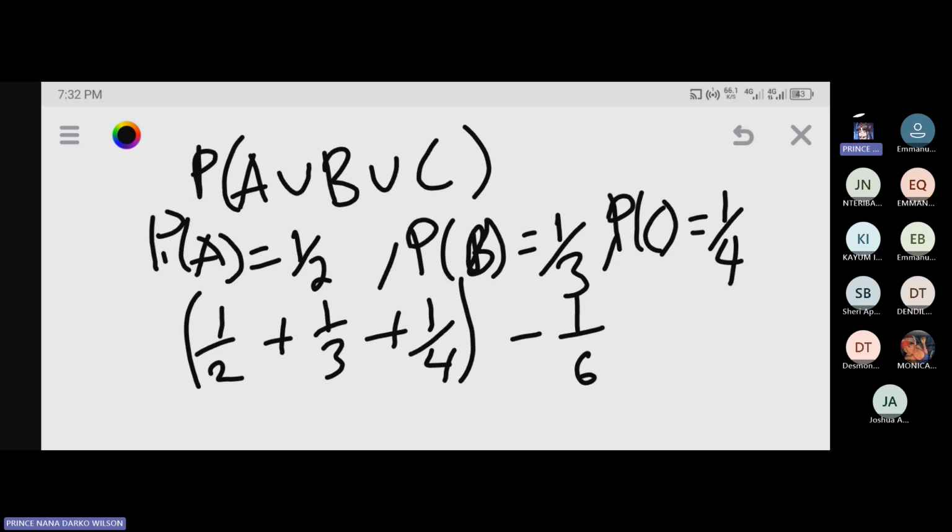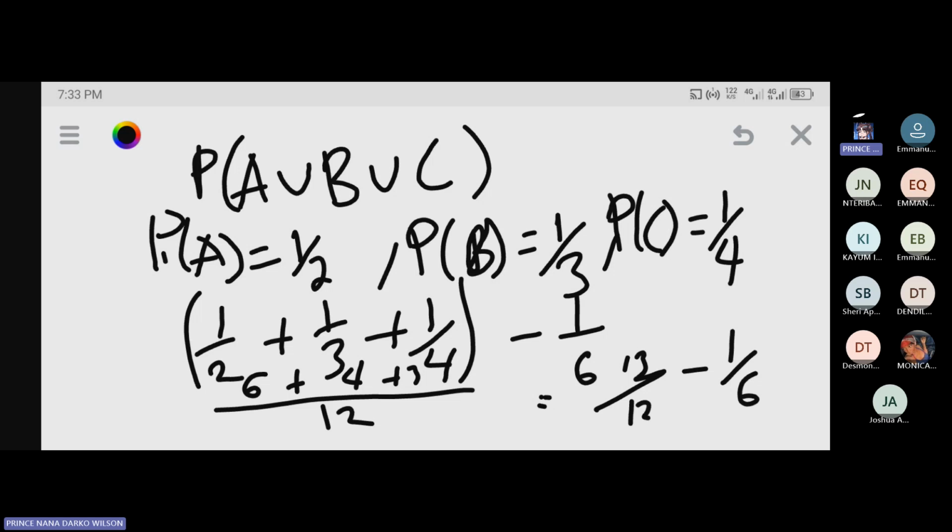So then let's find the sum of these values. You know how to do addition of fractions. So you take your LCM, in this case it's 12. 2 goes into 12 6 times, and 6 times 1 is 6. 3 goes here 4 times, and 4 times 1 is 4. And then 4 goes here 3 times, and 3 times 1 is 3. So then your answer is going to be 6 plus 4, that's 10, and 10 plus 3, that's 13, all over 12, and minus the 1/6.